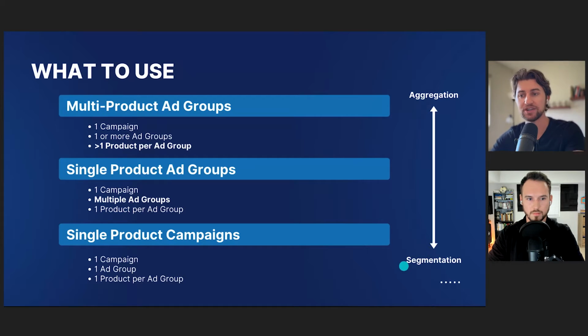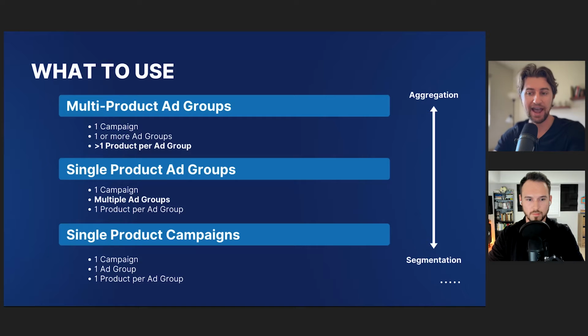Then we can move down into single product ad groups. In this case, within a single campaign, you would have multiple ad groups, but you would put every product in its own individual ad group to ensure that all of that keyword data is specific to one product rather than being aggregated across multiple products.